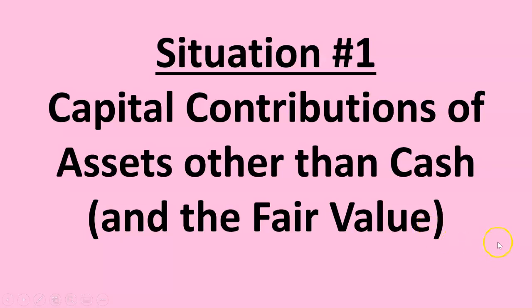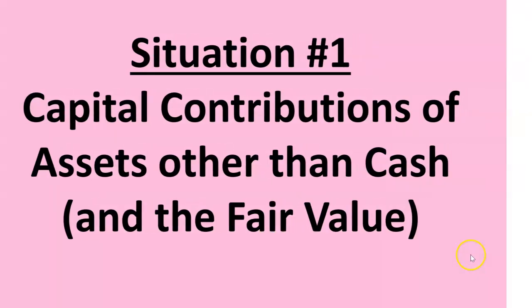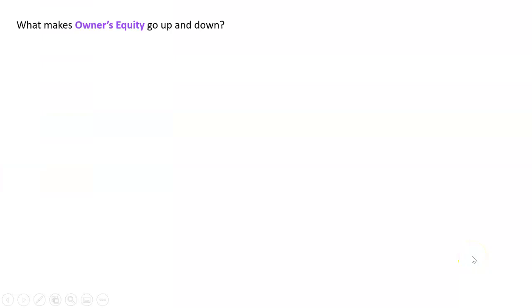The first situation where we might need a memo is for a capital contribution by the owner of an asset other than cash, and we'll need to talk about this concept of the fair value. So, what makes owner's equity go up and down?